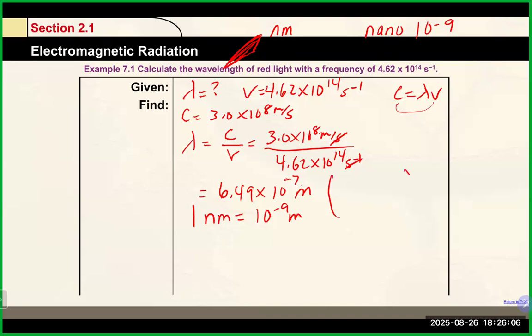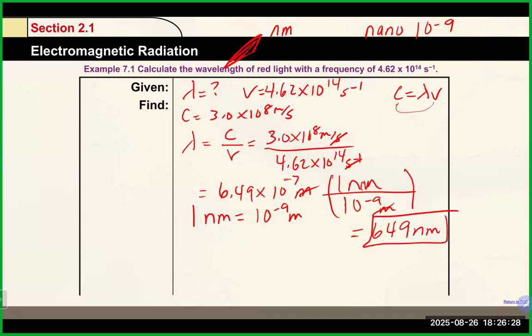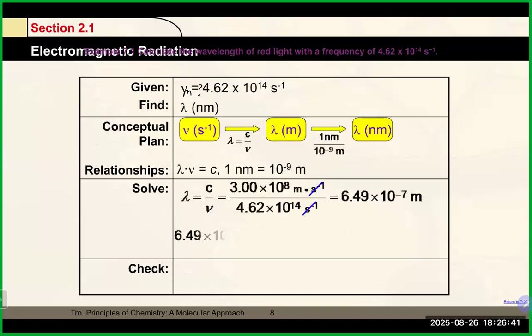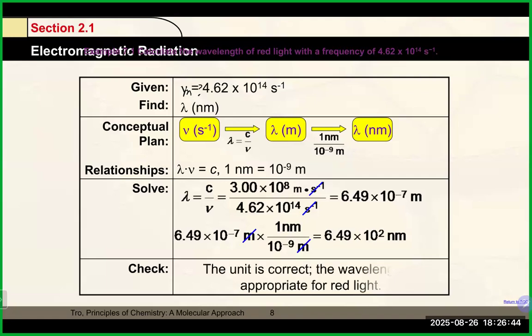We'll do a little dimensional analysis here. 10 to the minus 9 meters on the bottom, a nanometer up on top. Meters will cancel, so we're basically dividing this number by 1 times 10 to the minus 9, and that's going to get us 649 nanometers as our wavelength. Any questions on that one there? All right, let's see here. Hopefully they agree. Looks like they do, so that's good.